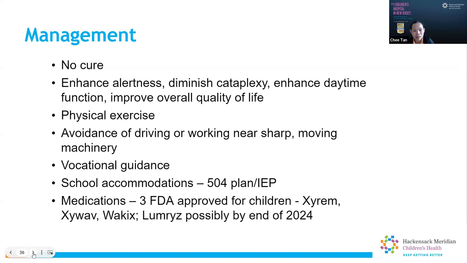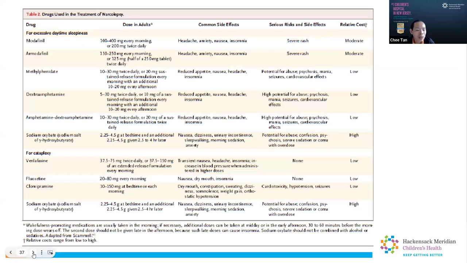And in terms of medications, currently there are 3 FDA approved medications for children for narcolepsy. So Xyrem was approved a few years ago, which is the sodium oxybate. Xywav is the lower sodium form of Xyrem. It is 92% less salty. Wakix is the new kid on the block that was FDA approved a few months ago for 6 years and above. And then there's another type of sodium oxybate called Lumryz, which is just once a night dosing compared to Xyrem, which is twice a night dosing, which may be approved by the FDA by the end of 2024. Next slide, please.